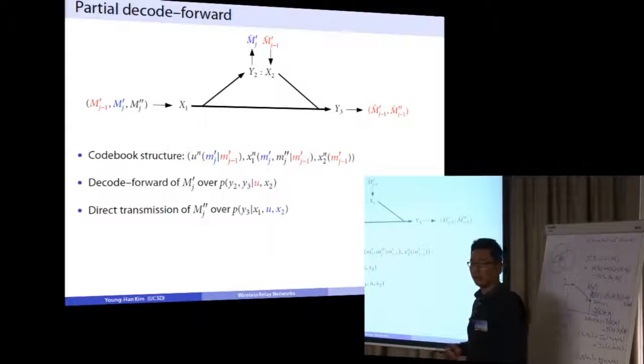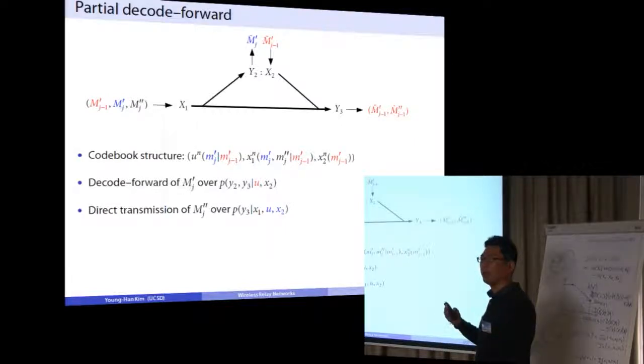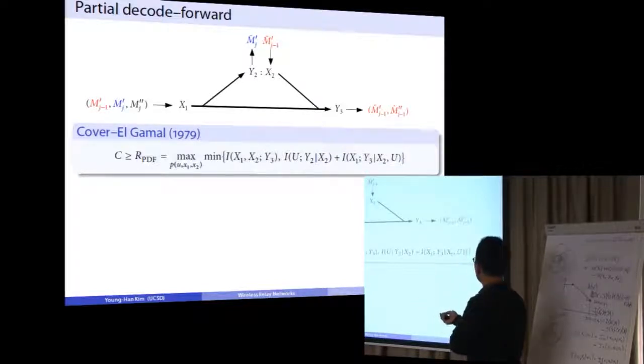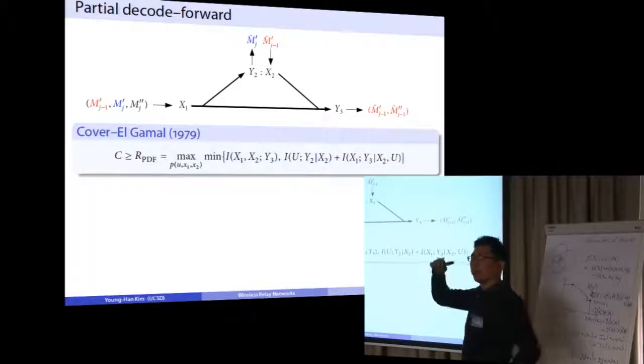It's like flow. I'm decomposing my information flow into two subflows, and I'm using decode forward for one flow and direct transmission for the other. So this is what we can achieve. I'm not going to go through the exact derivation, but the basic idea is that we achieve a certain rate using U and X2 to decode forward, and on top of it, we can send additional information using direct transmission.